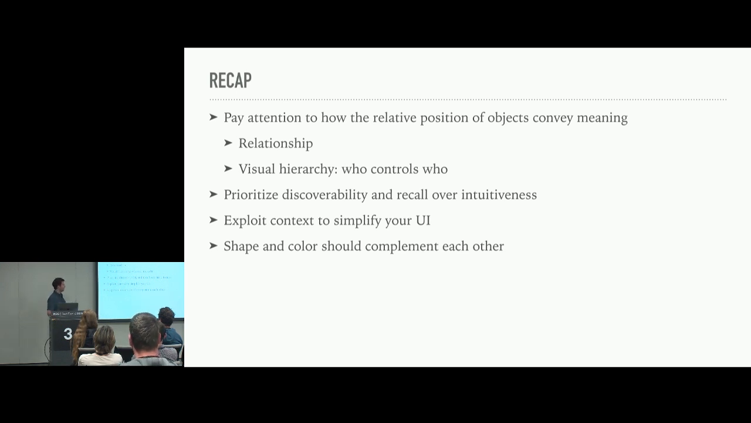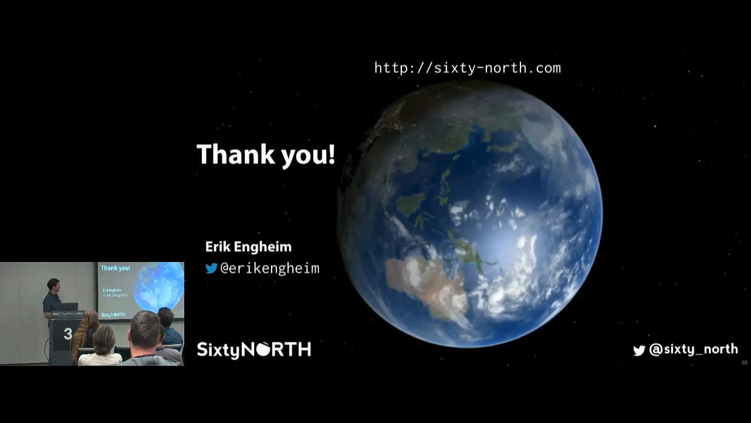And then the other point is exploit context to simplify a UI. I hope I was able to show you how, if you rearrange where you see the UI components and put them next to each other logically, you can greatly simplify your user interface. And then finally, when you're using shape and colors, try to think about it: if shapes are similar, but they're representing entirely different things, then use different colors, and vice versa. So if the color is very similar, but it's not the same thing, then try to have different shapes. So that should conclude my talk.